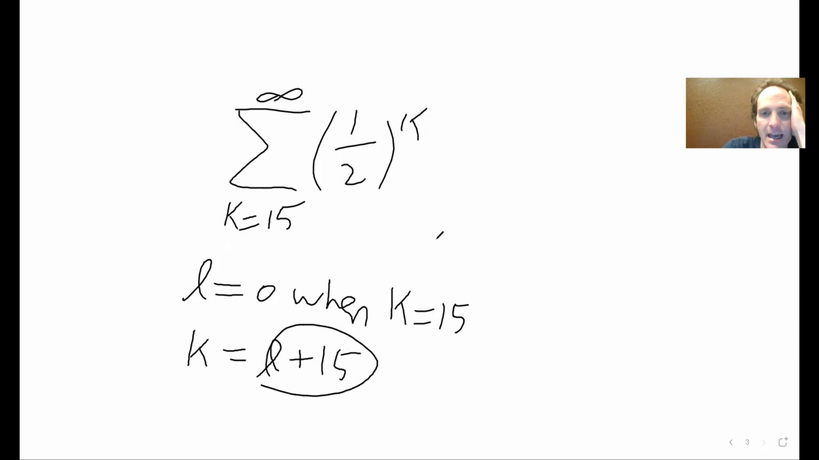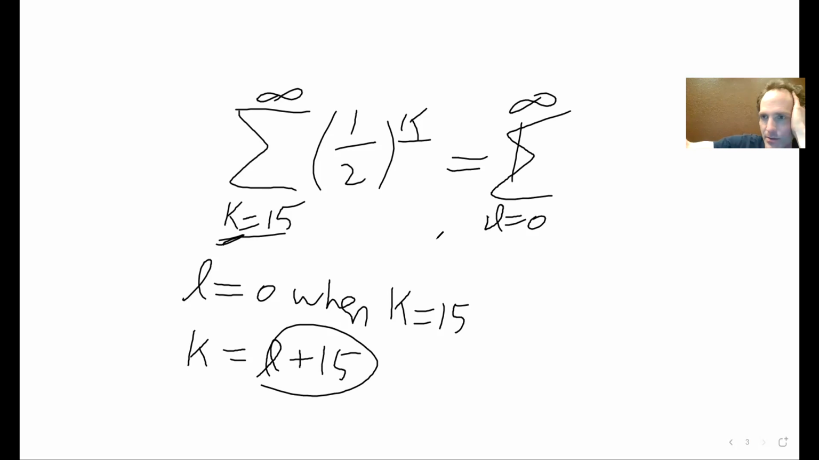Then I plug this k into each term here, and I replace that k with an L equals 0. So I'm going to end up with the sum L is 0 to infinity. And notice, since it's infinity on the top, I don't do anything to the top. If the top was finite, I would again subtract 15 from the top as well. So infinity minus 15 on top, which is infinity still. And then I have 1/2 raised to the L plus 15.